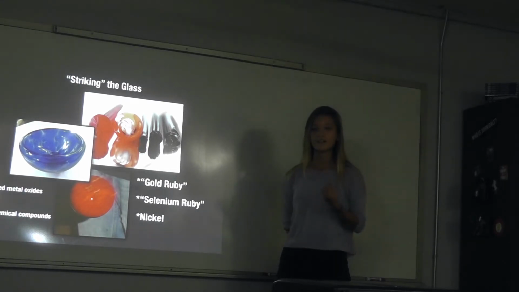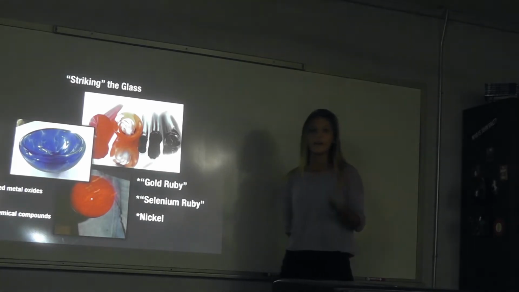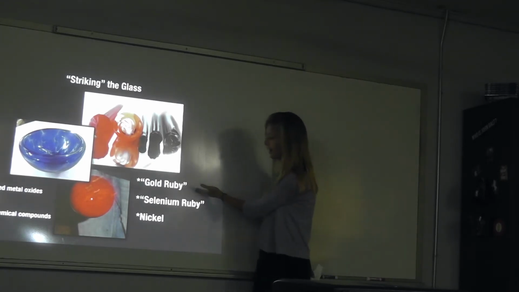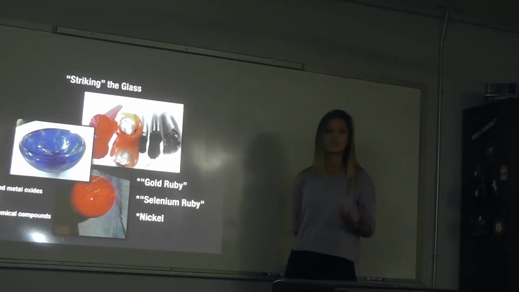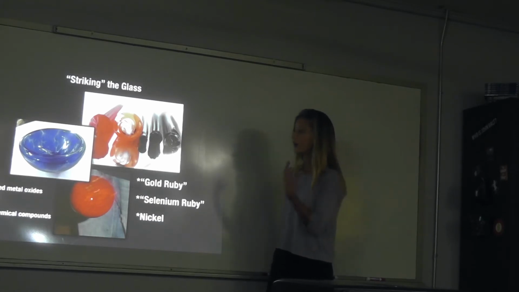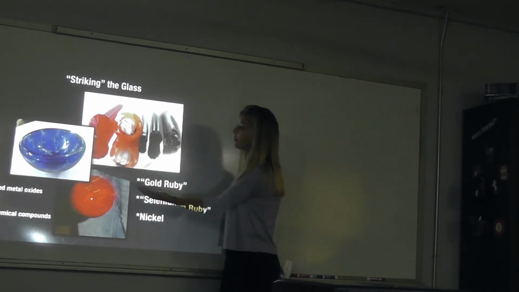When you take the glass outside of the furnace and it's hot and moldable, you could add gold ruby, selenium ruby, nickel. There's also iron oxide and sulfur, which creates reds, yellows, violets. The iron creates blue-green, and the sulfur creates deep amber. You could use almost any element off the table of elements to saturate the glass with, and once the saturated glass is put back into the furnace, the heat is what actually creates all the different colors.